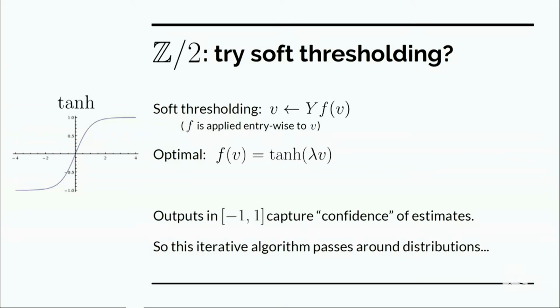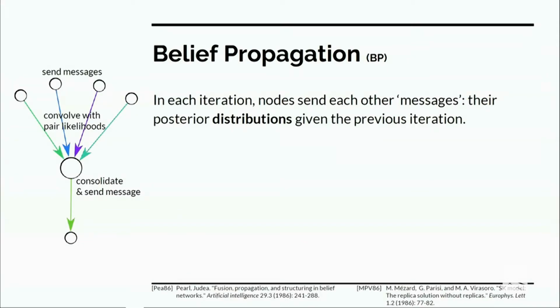Okay, so what's the idea here? The output of this tanh function, each one is a value between minus 1 and 1, and you can think of it as representing a confidence of how much we think this entry is 1 versus how much we think it's minus 1. So this can be thought of as some kind of Bayesian approach where we're thinking about posterior distributions on each entry, and maybe this reminds people of what's called belief propagation, if you've heard of this. So I'm going to switch gears a little bit and now talk about what belief propagation is and why it yields a similar type of algorithm.